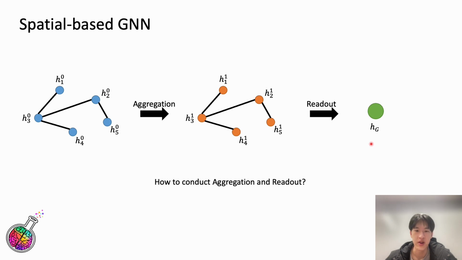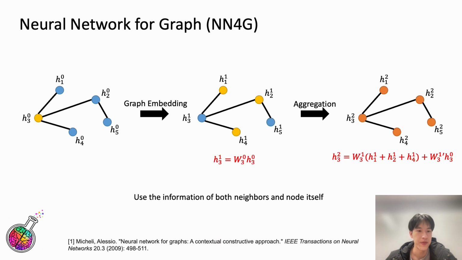So that will enable us to do some kind of processing based on the whole graph, such as classification, graph detection, or so on. But here we have a question: how to do the aggregation and readout? Different kinds of methods have different kinds of aggregation and readout methods.